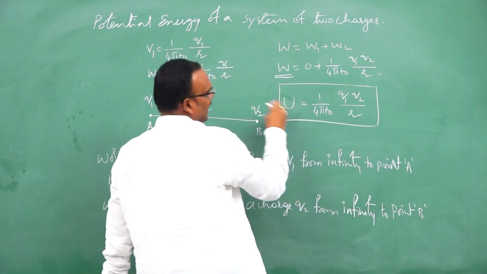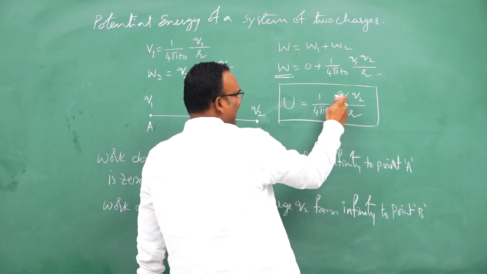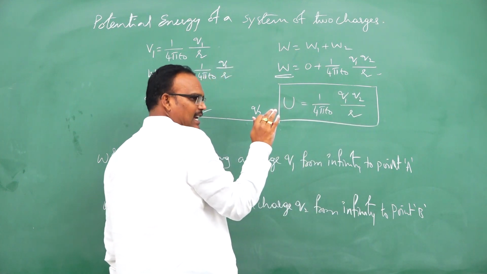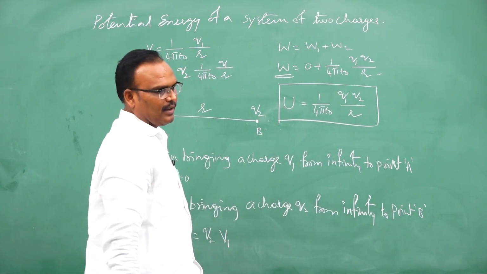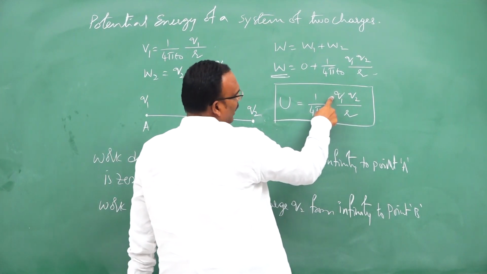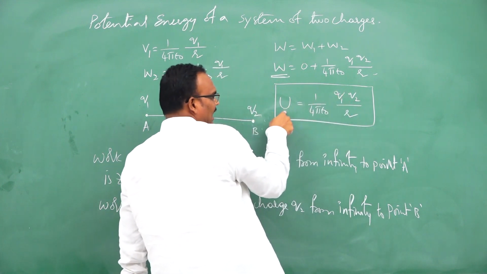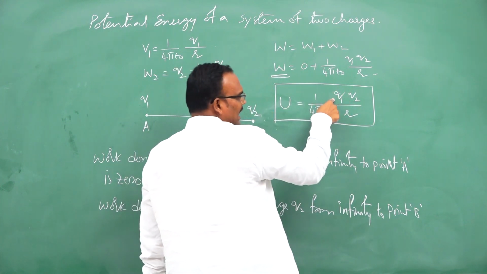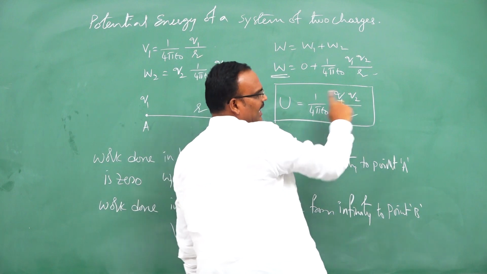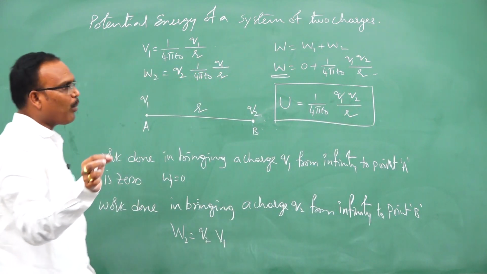Okay, potential energy is a scalar quantity. That means we must take the sign of the charges when we are calculating potential energy. For example, if both are positive, potential energy is positive. If both are negative, potential energy is positive. If one is positive and another is negative, then potential energy will be negative. Remember, this is an important point.